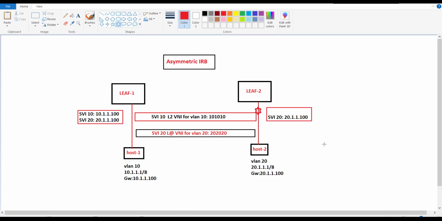So that's all about asymmetric IRB. It is not supported by Cisco devices, but I wanted you to go through this.